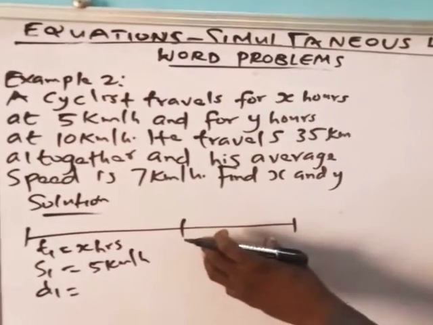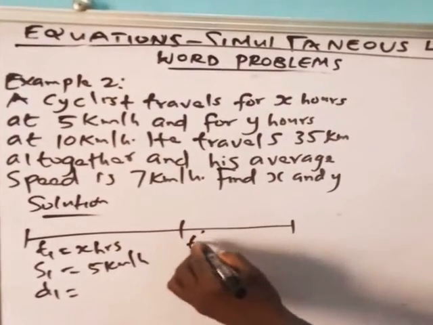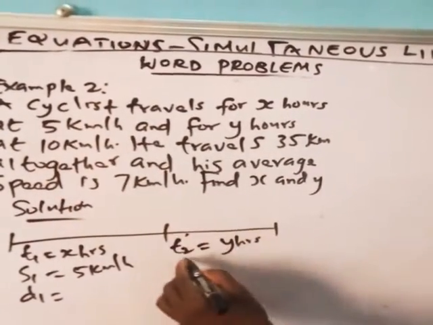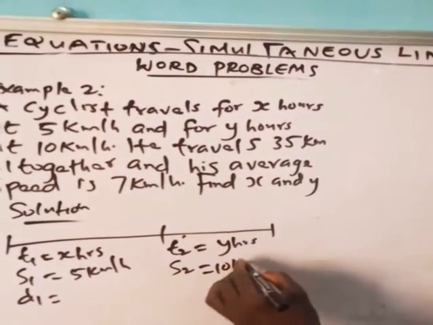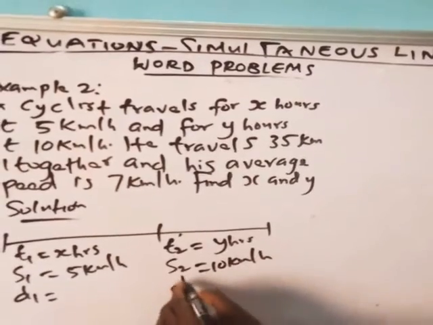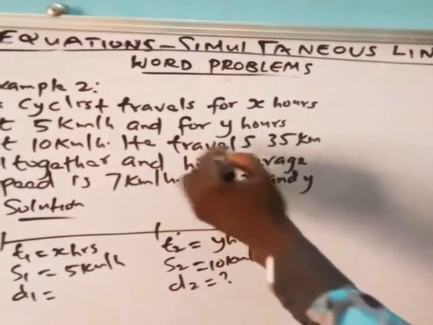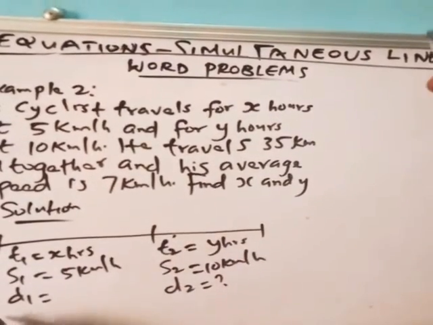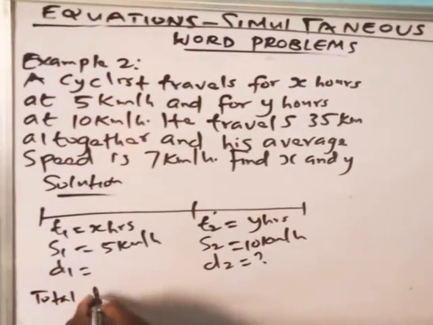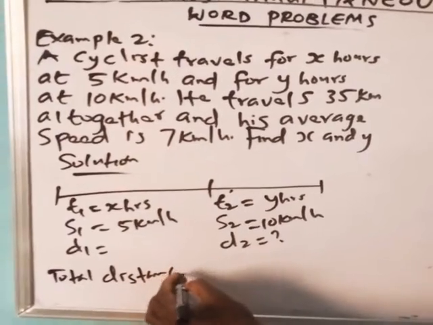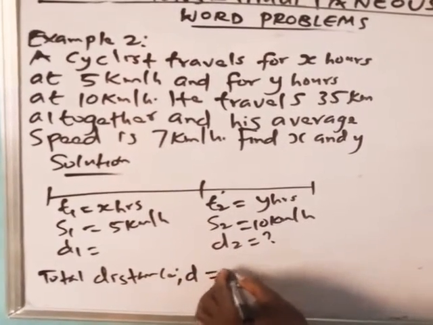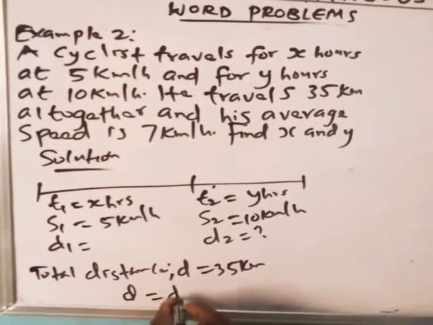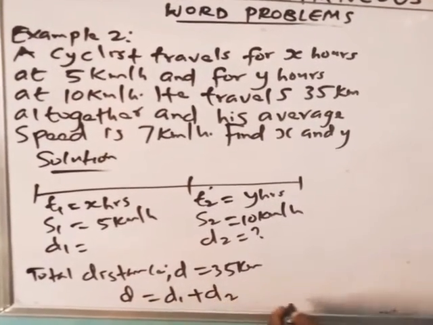And second part of the journey, the time t2 is y hours, and the speed s2 is 10 km per hour, and the distance d2 is not given. He travels 35 km altogether. That means total distance. Now let's call that distance d, which is 35 km. Take note, total distance will be d1 plus d2.